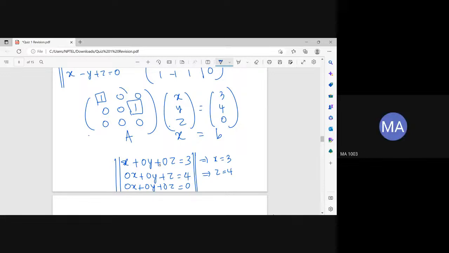Because y is an independent variable. There is no pivot corresponding to the column of y. The solution set is 3, comma y, comma 4. Yeah, 3, comma k, comma 4, where k can take any value. Yeah, ma'am. Yes.